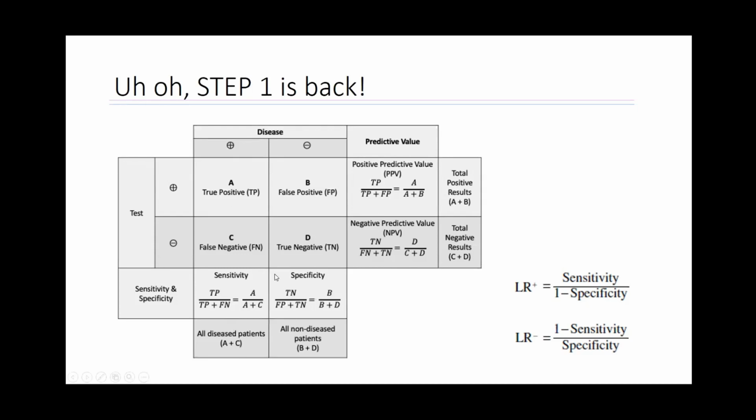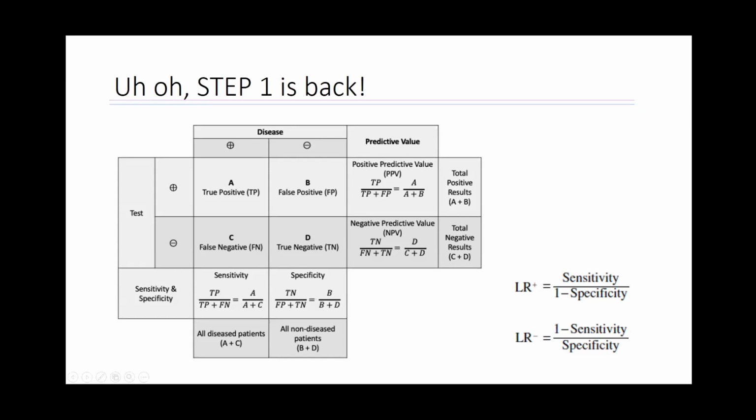Sensitivity and specificity, though, for sensitivity, it's calculated with the denominator that's the sum of all the individuals that have disease, right? And so sensitivity is the true positive over the sum of the true positive and the false negative. And it's the same thing for specificity. It's calculated with a denominator that's the sum of the total number of patients that don't have disease, right? So it's the true negative over the total of the false positive and true negative. Just as a reminder, the likelihood ratios are calculated using the sensitivity and specificity.